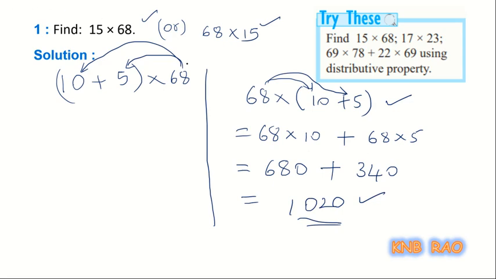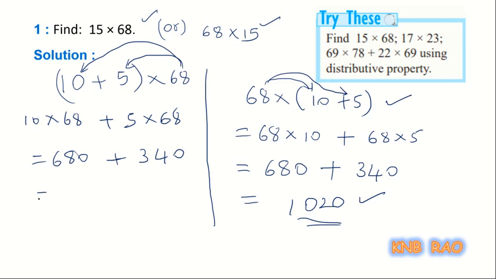Similarly here, though you multiply from the right side also, you will get the same thing: 10 into 68 plus 5 into 68. 10 68s is 680 only, plus 5 68s also gives 340 only, and their sum remains the same, 1020 only. So this is the same thing.